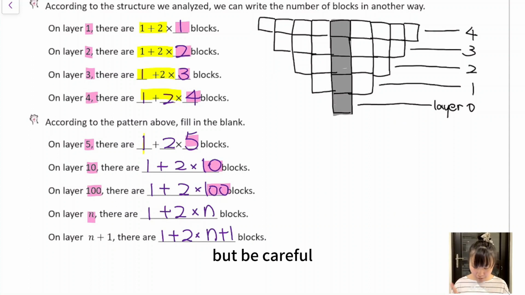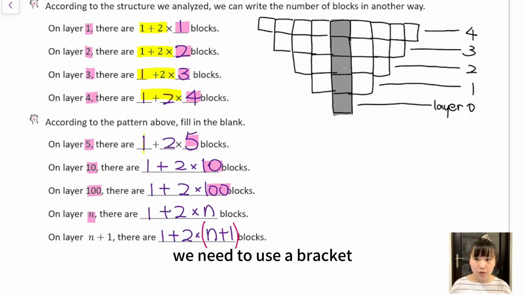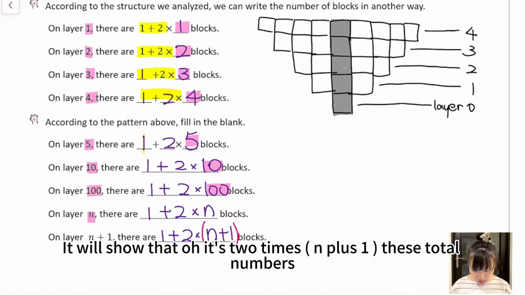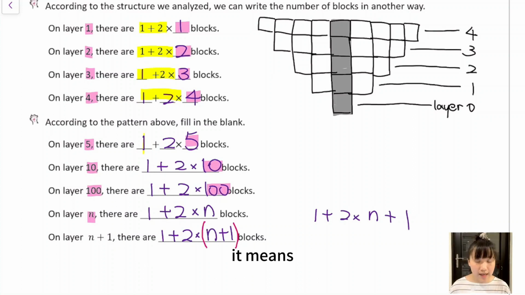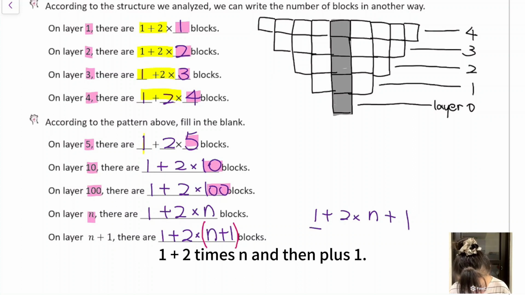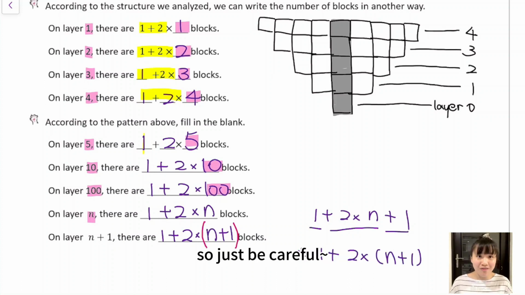But be careful, when we represent this kind of expression, we need to use a bracket. It will show that it's 2 times (M plus 1), these total numbers. If you just write 1 plus 2 times M plus 1, it means 1 plus 2 times M and then plus 1. It's not equal to 1 plus 2 times (M plus 1). It's different, so just be careful.